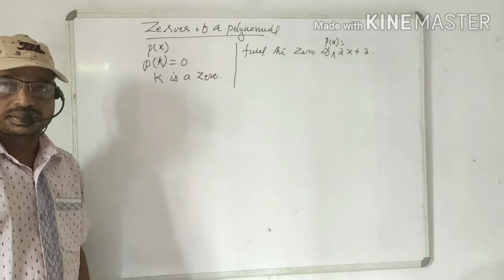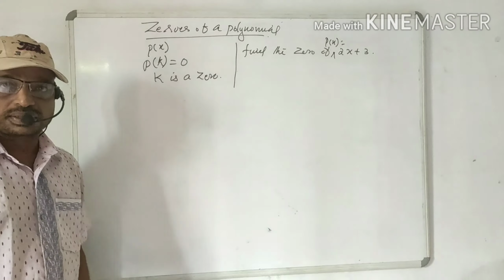So if x equal to k is a zero of the polynomial, then p of k is equal to 0. If x equal to minus 3 by 2 is a zero of the polynomial, then p of minus 3 by 2 is equal to 0. So that is why here we have seen that for the polynomial p of x, if p of k is equal to 0, then k is a zero of the polynomial. Now let us consider one more example.